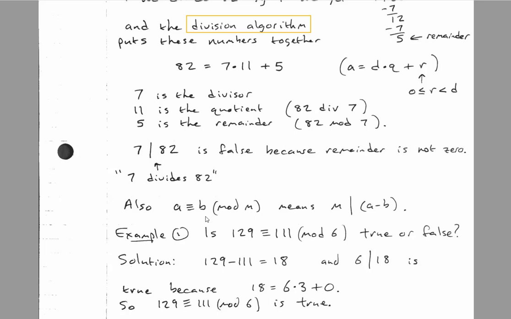Another way to think about it is in terms of a congruence. So A is congruent to B mod M. It means that M divides the difference. So this is also called an equivalence. And another way to think about it is that A and B have the same remainder when you divide by M.